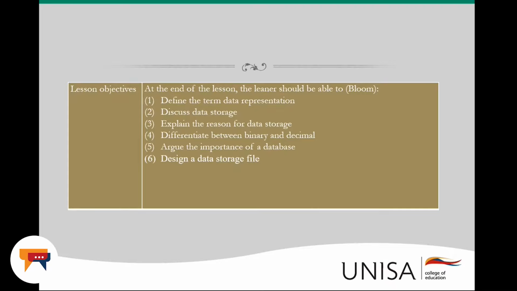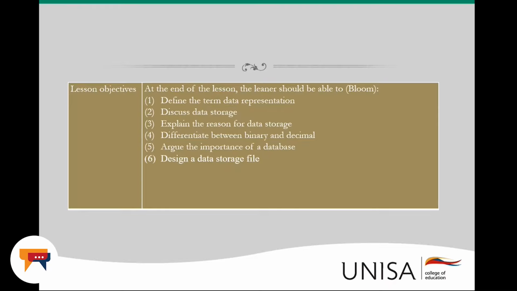For level 1, I said at the end of the lesson, the learner should be able to define the term data representation. This is a measurable objective because definition comes from remembering what you have learned. And then for the second level, I said at the end of the lesson, the learners should be able to discuss data storage. So they are going to discuss what data storage is. And for level 3, I said at the end of the lesson, the learner should be able to explain the reason for data storage.